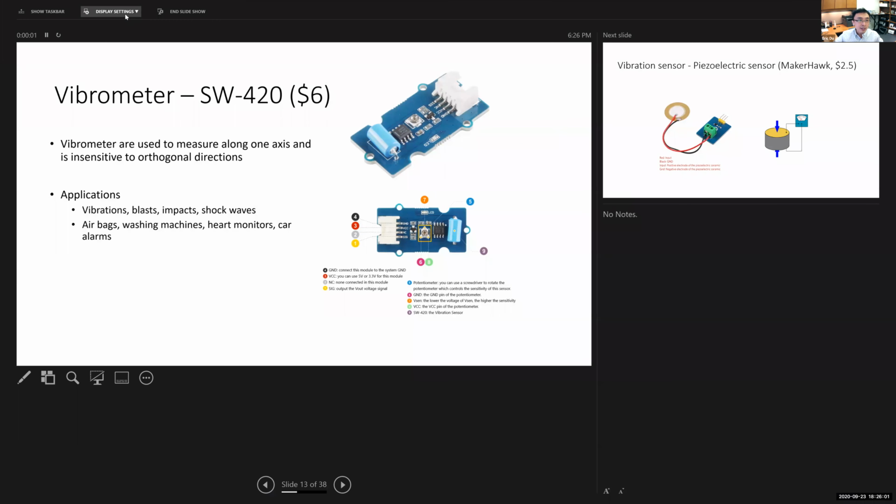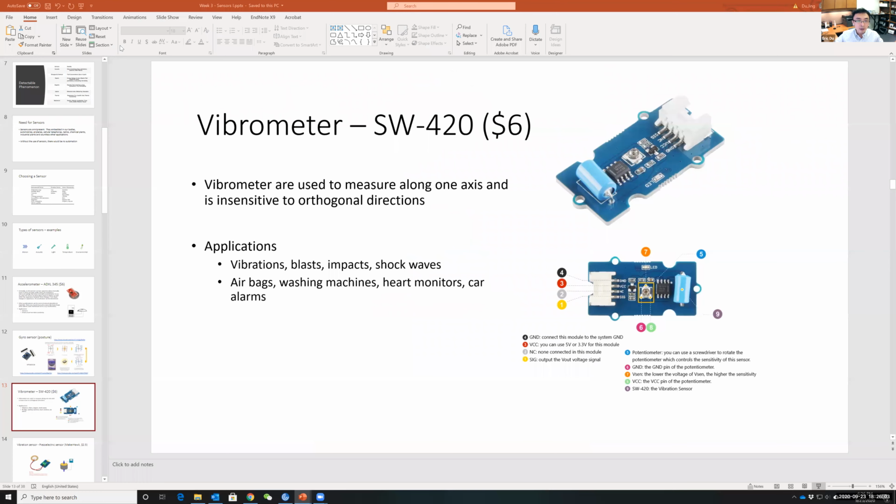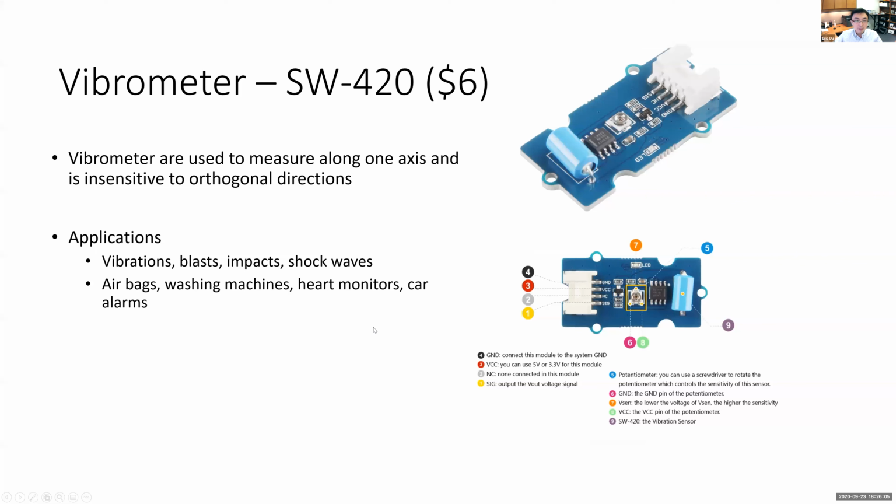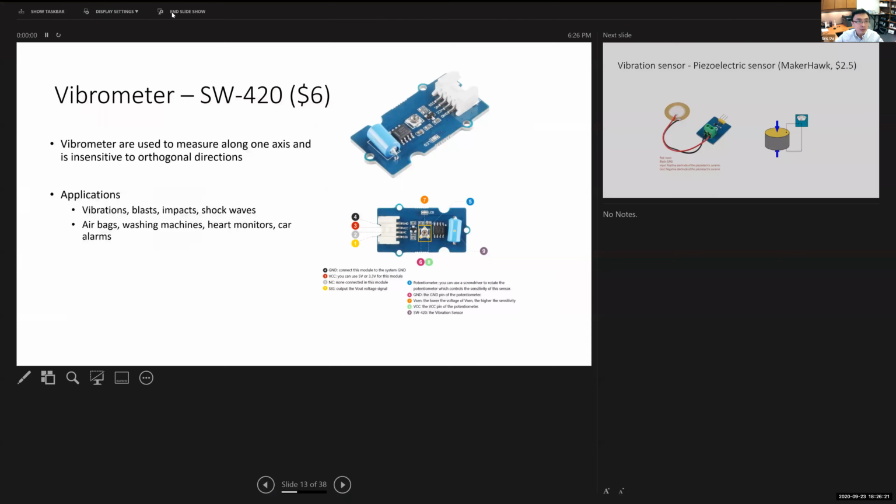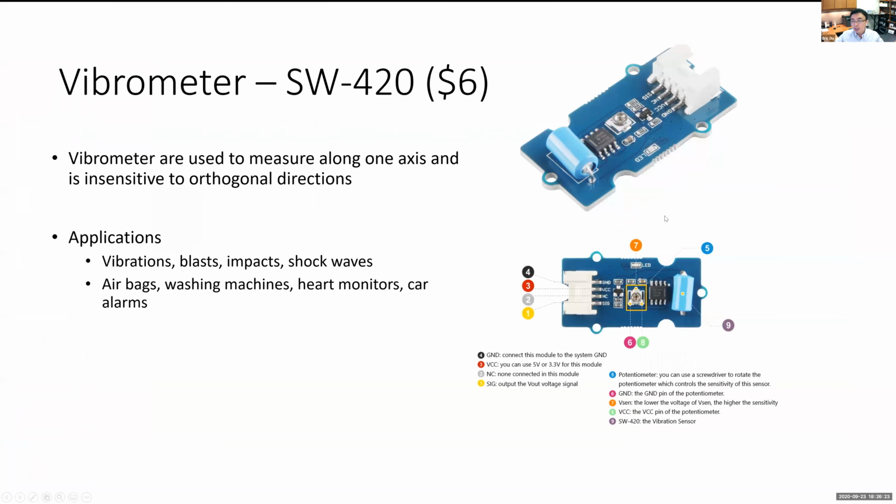Another sensor that is similar is called a vibrometer. But unlike an accelerometer, this vibrometer can only tell you vibration or not. It doesn't tell you the acceleration. You guys understand what I mean?